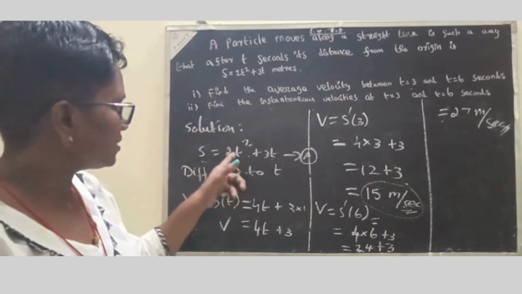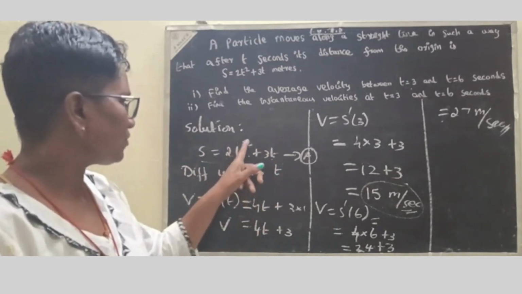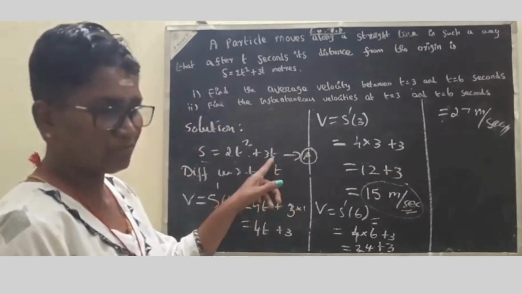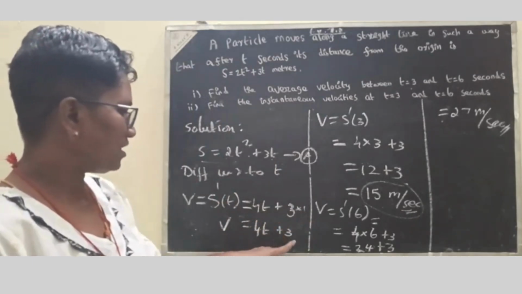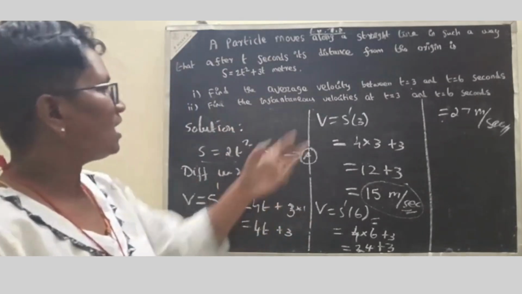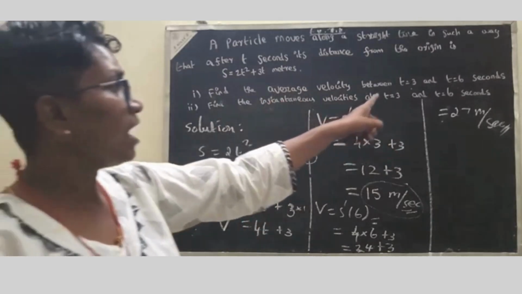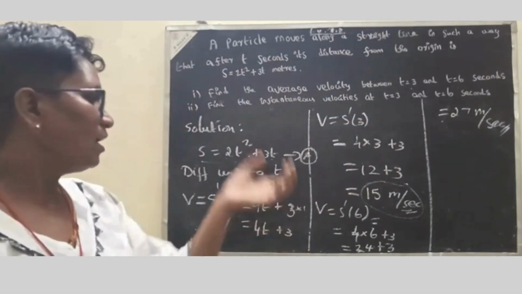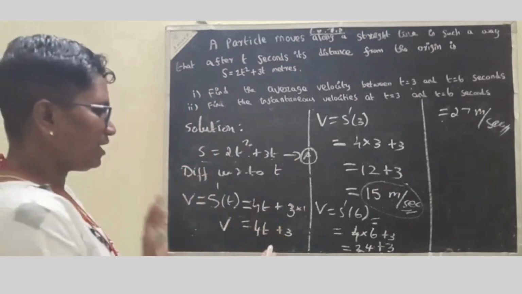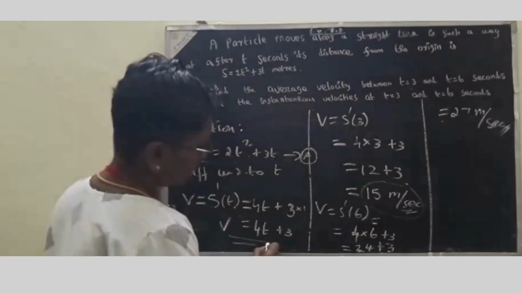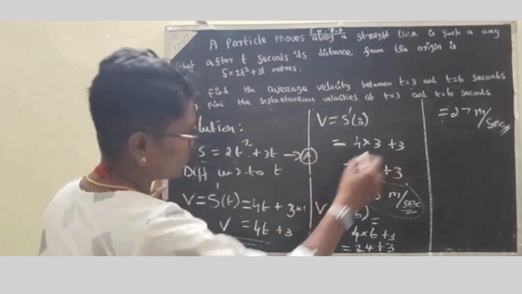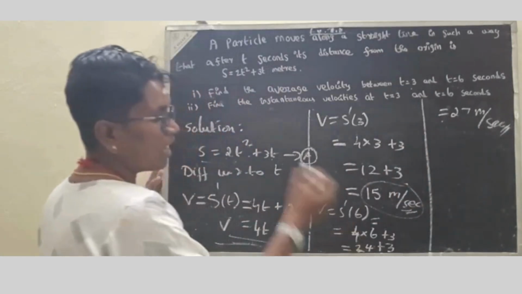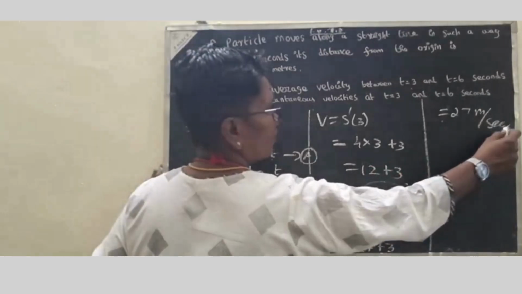So we differentiate this equation with respect to t. Therefore, 2t square gives 4t and 3t gives 3 into 1, since the differentiation of t is 1. Therefore, 4t plus 3 is the velocity for this given problem. Then, because they have asked the velocities at t equal to 3 and t equal to 6, we substitute t equal to 3 in v, and t equal to 6 in v, and find the answers. This is the right way to find the answer.